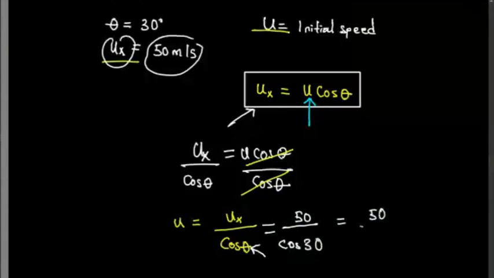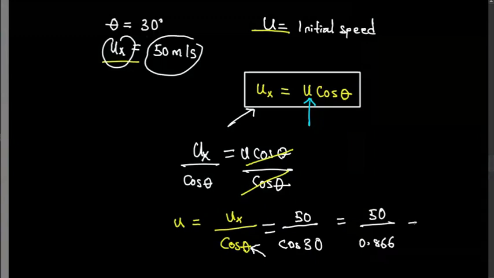Cos 30 is what? 0.866. I told you before, just memorize the value for sine. Cos 30 is the same thing as saying sine 60 degrees. And I know that sine 60 degrees is 0.866. And that is why I have this here. So on dividing this, you are going to get 57.7 meters per second. And that is your initial speed. Is that clear to you?